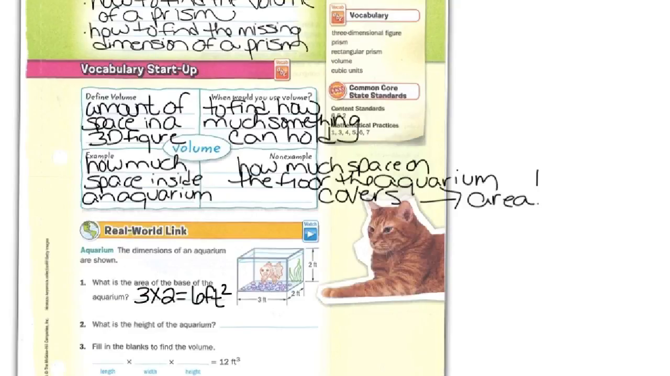The height, what is the height of the aquarium? That's right here. It's 2 feet. So let's fill in the blanks to find the volume. The length is 3, the width is 2, and the height is 2. So length times width is 6, times the height is 2, which is 12. So to find the volume, it's simply just multiplying all three numbers together. That is not hard at all. Okay, go ahead and go to your next page as soon as you're ready.